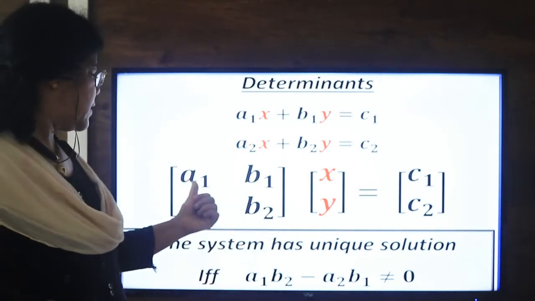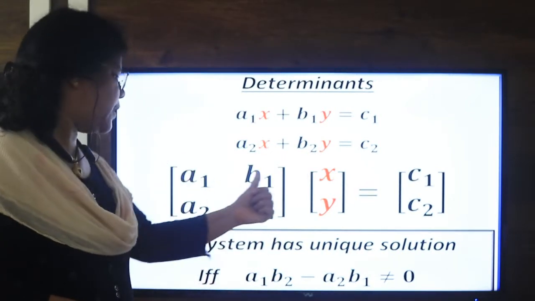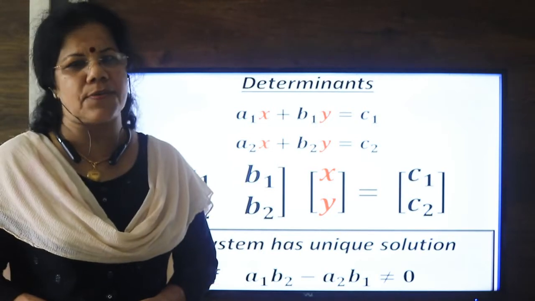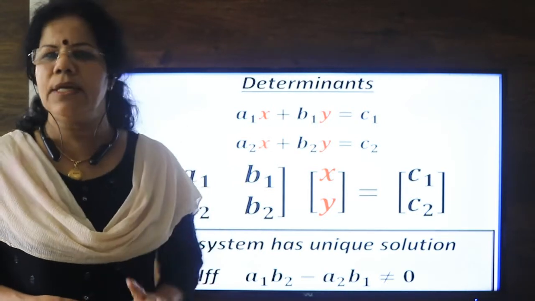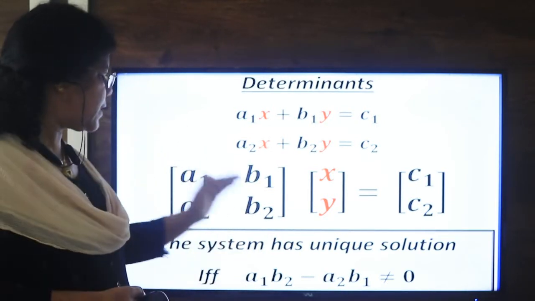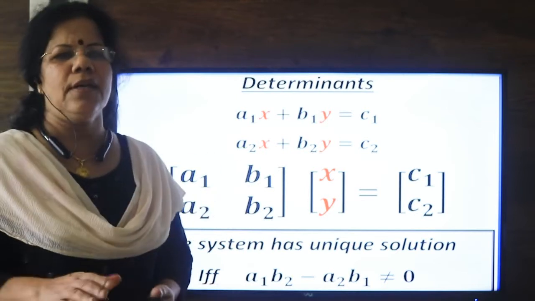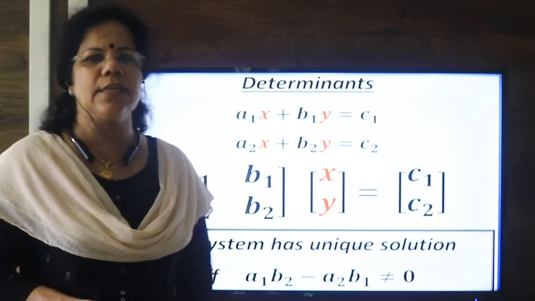Now, in this, a1 b2 minus a2 b1 determines the uniqueness of the solution. I already told you, it should be a non-zero number. Now, what is this a1 b2 minus a2 b1? That we are going to connect with determinants.